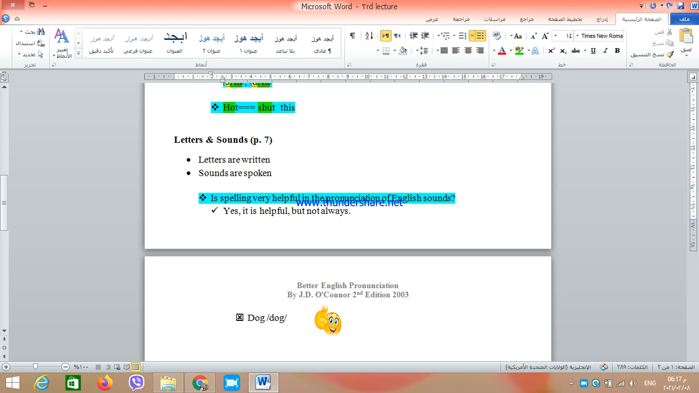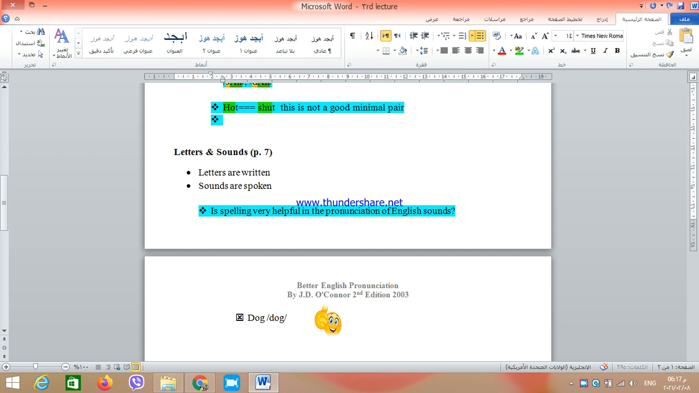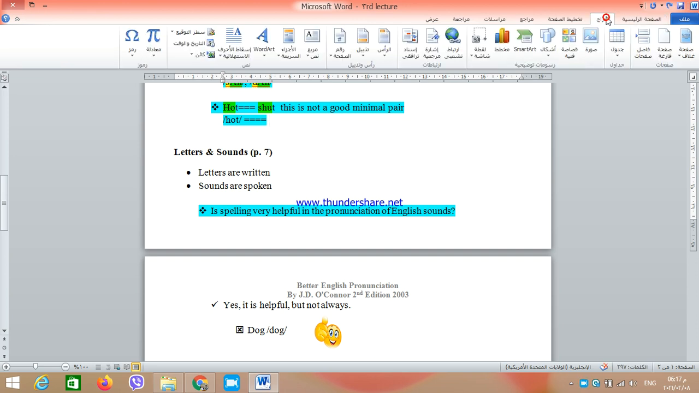This is not a good minimal pair, because we have two sounds that are different, not just one sound. Let me transcribe it. This one is hot, while this one is shut. Let me find the sh. Yes, this one. This is the sh sound, and this is the vowel and t.